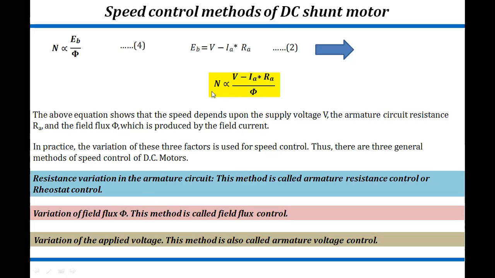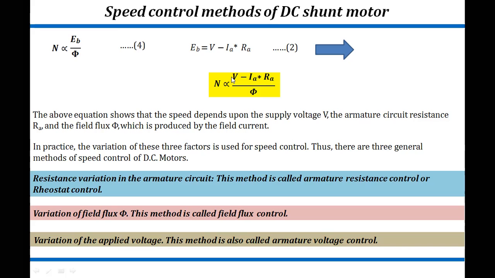Again, here N is directly proportional to V minus IaRa. It means we can control the speed by varying the resistance in the armature. So we call this method armature resistance control, or rheostat control. A rheostat is a variable resistor, so we can control the value of resistance by using the rheostat, and thereby control the speed of the DC shunt motor.